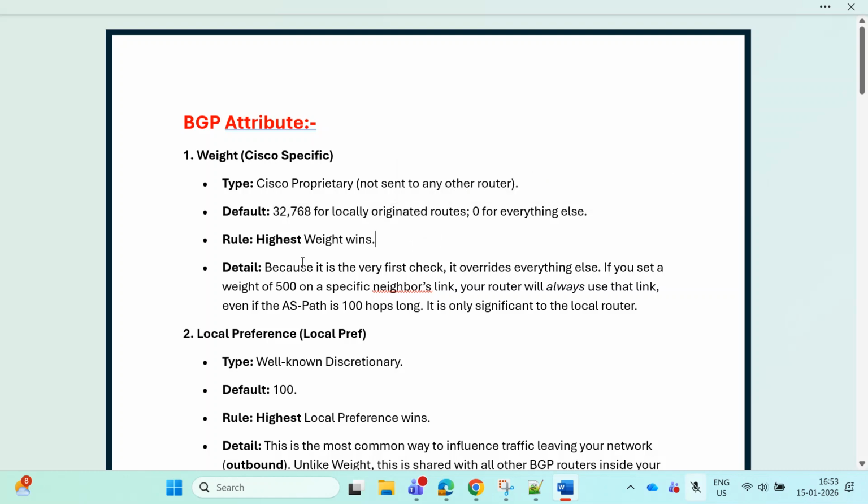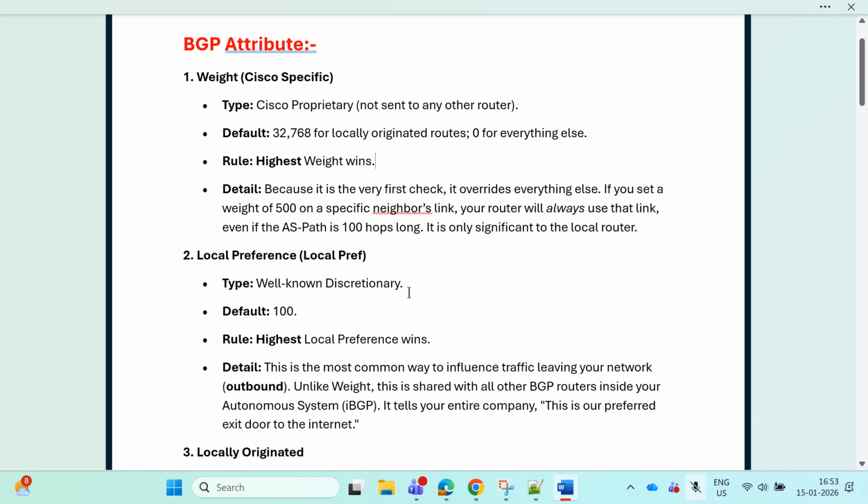And it is used only locally to the router. This is not global in the autonomous system. So it applies only when, suppose, there is only one router going to ISP, and there are two ISPs connected to the same router. In that condition, weight will work. So let's not talk much more about the weight attribute.